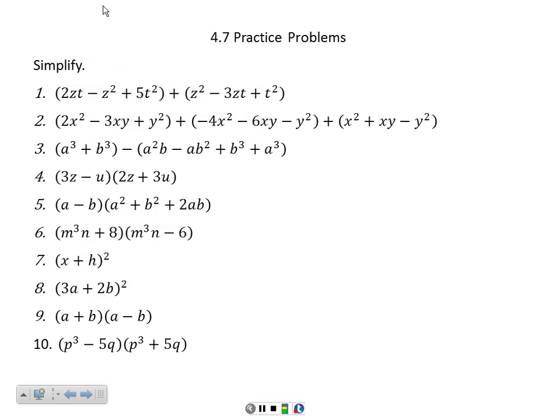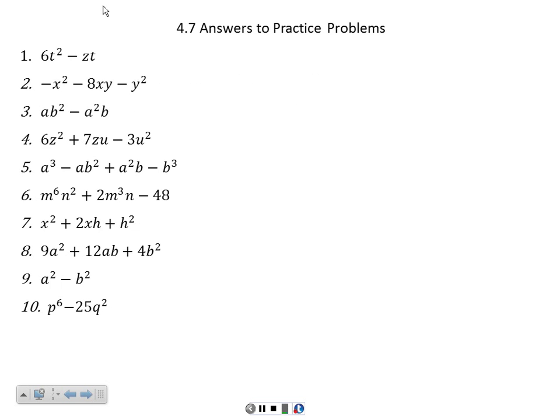Okay, so here are your practice problems. Please take your time and look at these carefully. Pay attention to detail because multiple variables can get very confusing. The answers are on the next slide. Bring them into class if you have any questions.